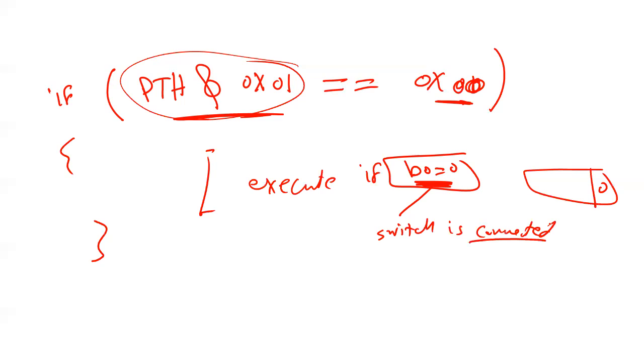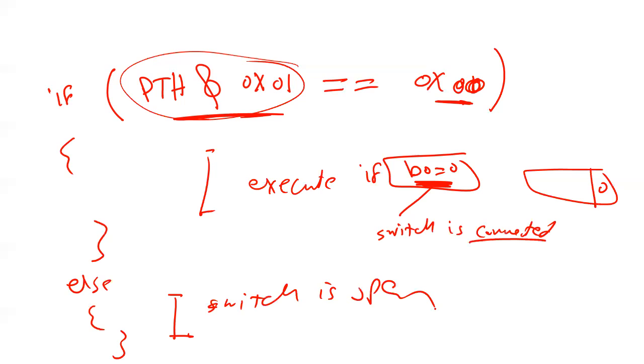Okay, so else you can do here. I'm gonna come to here if the switch is open. So here I'm gonna check the first bit. And then if the switch is connected, I'm gonna execute this operation. If the switch is disconnected, I'm gonna execute this. But there is a tricky point here. Okay, what is the tricky point? I'm gonna tell you what is the tricky point.